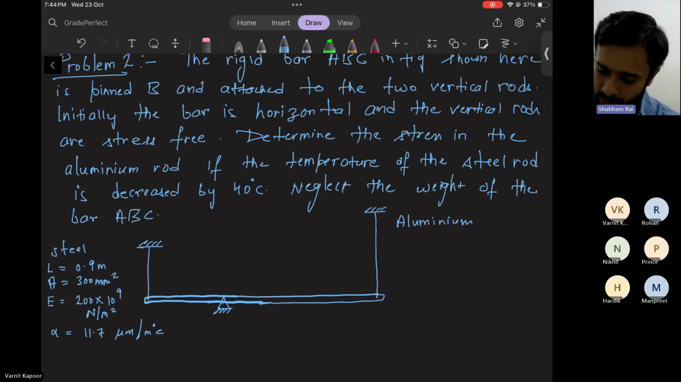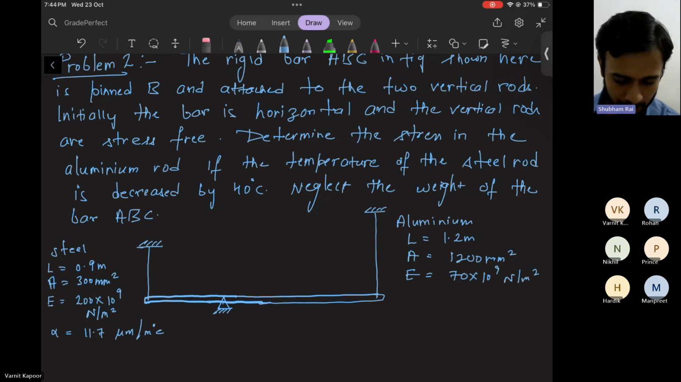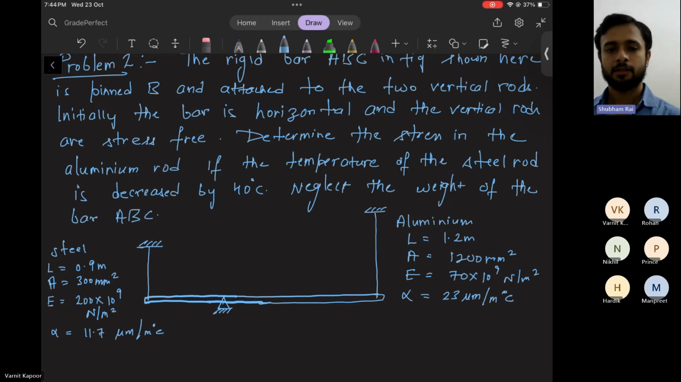For aluminum, similarly, the length of the aluminum is 1.2 meter. Area is 1200 mm square. And Young's modulus for this will be lower, 70 into 10 to the power 9 Newton per meter square, and alpha will be 23 micrometer per meter per degree Celsius.